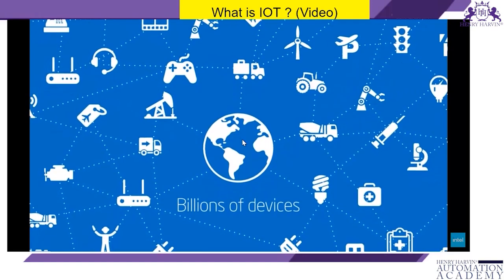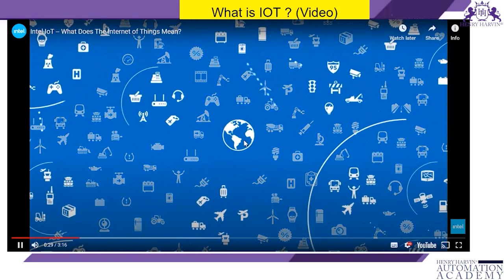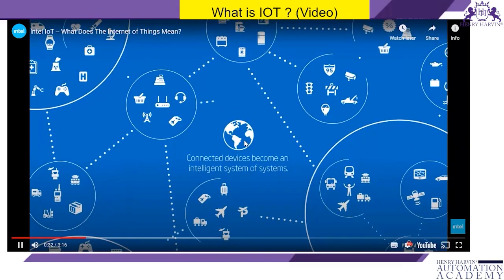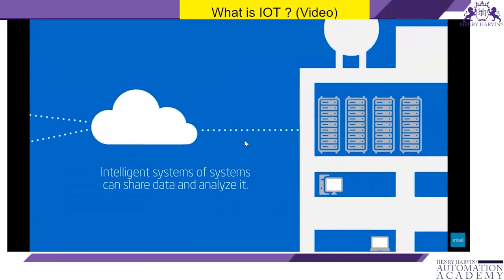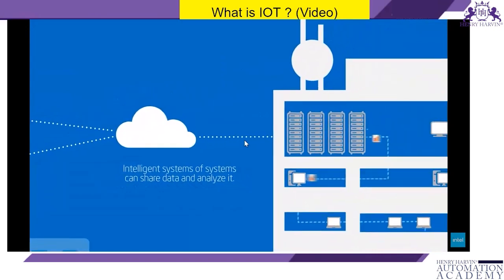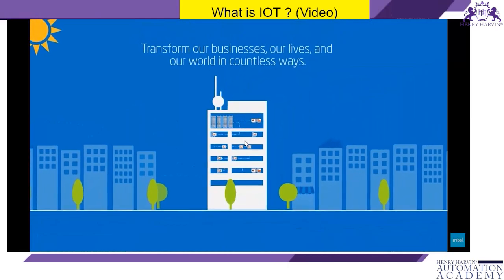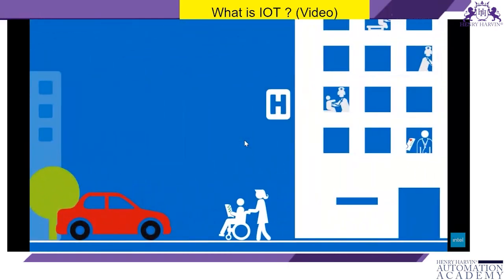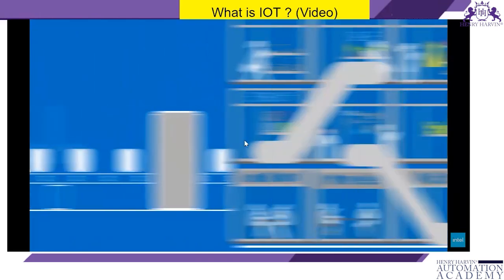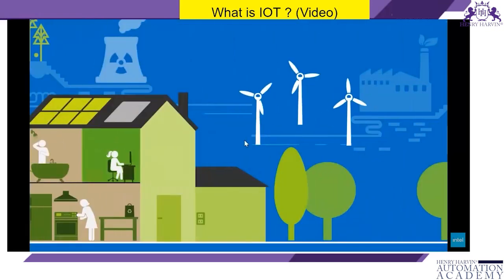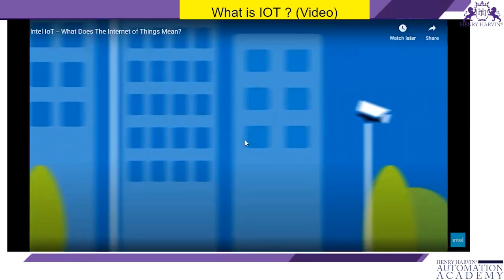Billions of devices will be connected to the Internet, and soon, hundreds of billions of devices. As related devices connect with each other, they can become an intelligent system of systems. And when these intelligent devices and systems of systems share data over the cloud and analyze it, they can transform our businesses, our lives, and our world in countless ways. Whether it's improving medical outcomes, creating better products faster with lower development costs, making shopping more enjoyable, or optimizing energy generation and consumption. Here's an example of the big picture.